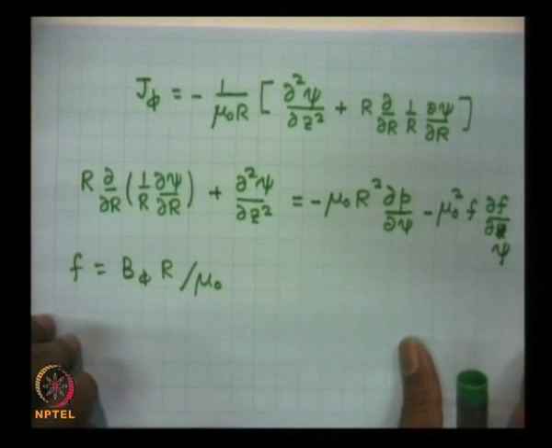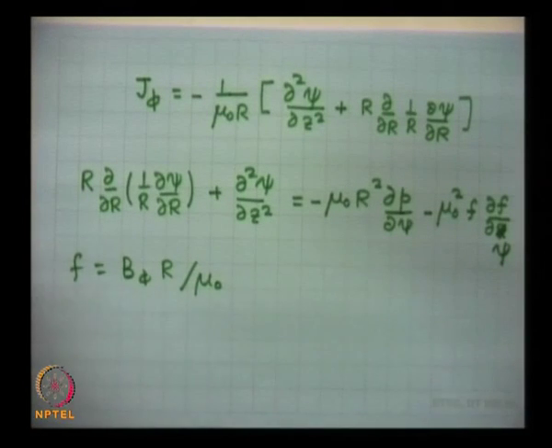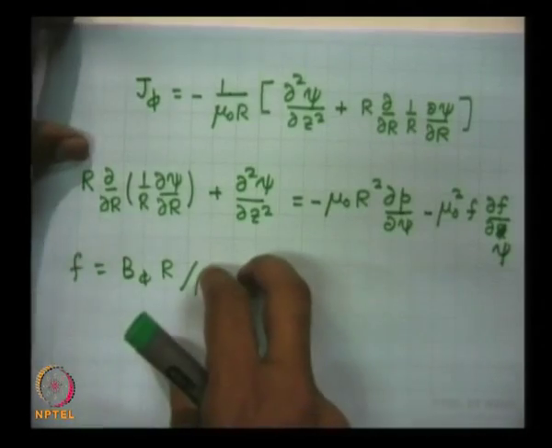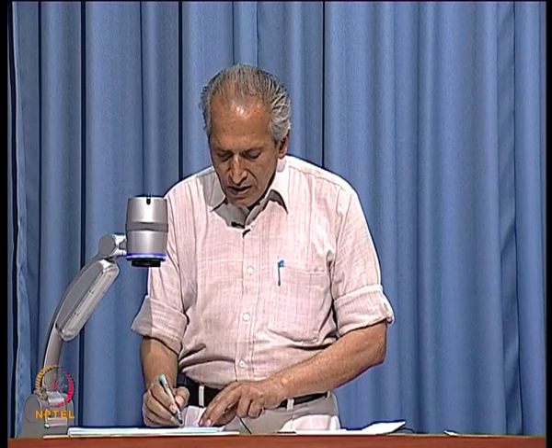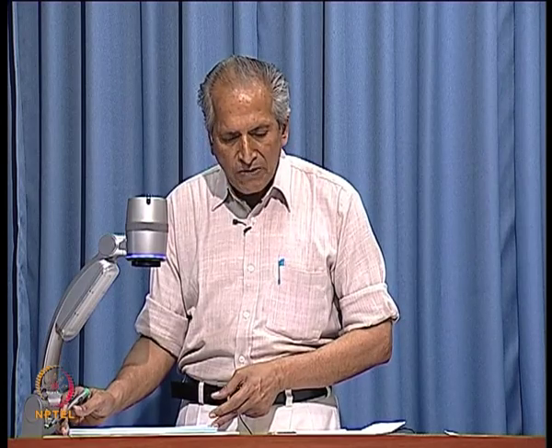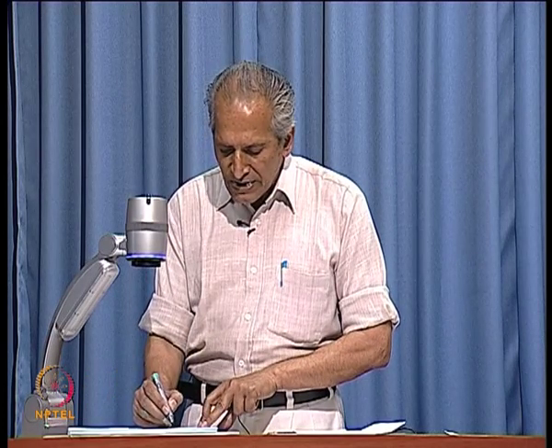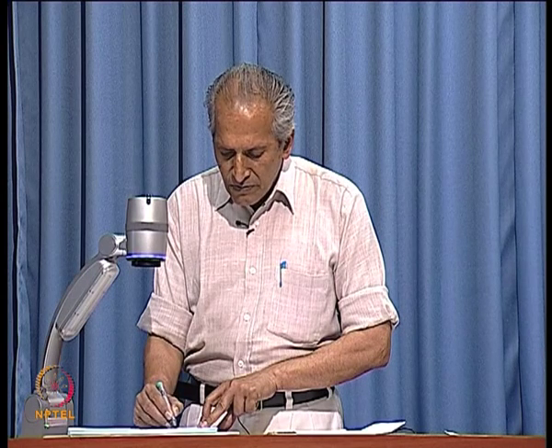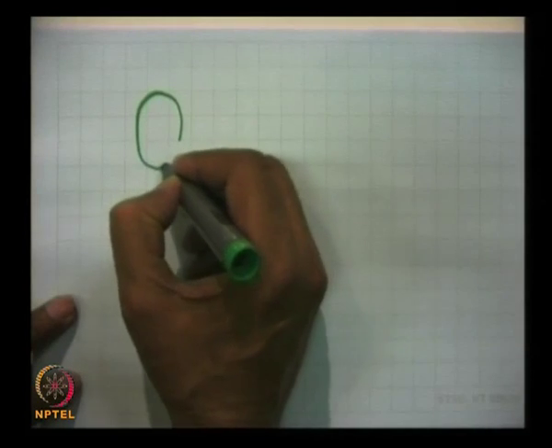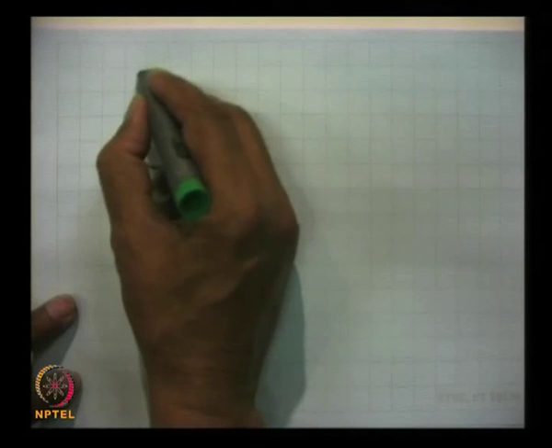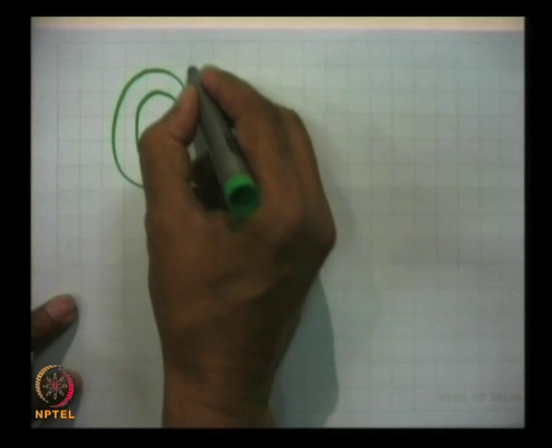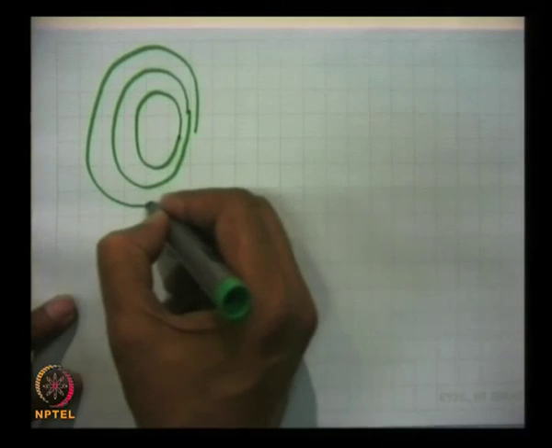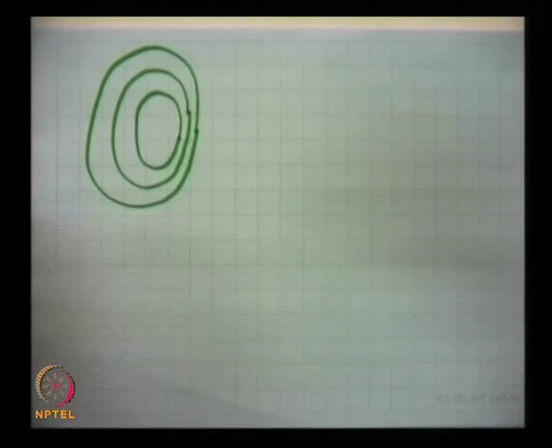And I will just give you a typical numerical solution of this equation that people have carried out. Many other solutions have been carried out. Let me just mention this. For one profile of P versus psi and F versus psi, people generate this kind of plot. So the equipressure surfaces are like this. They are also called magnetic surfaces. This sort of magnetic surface people get.